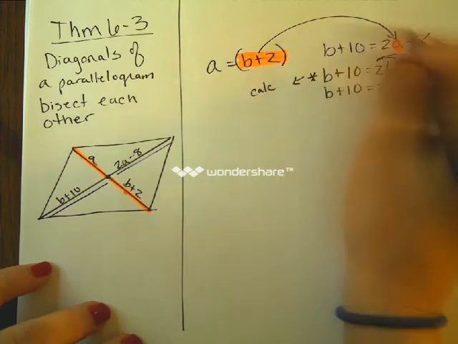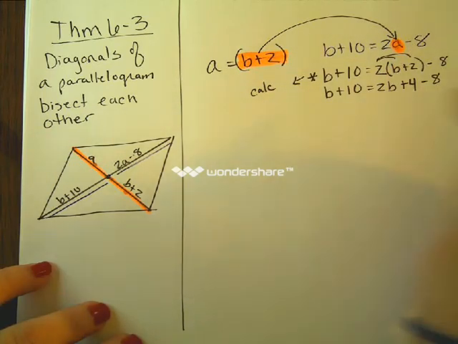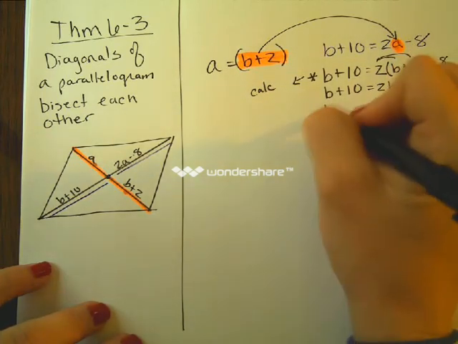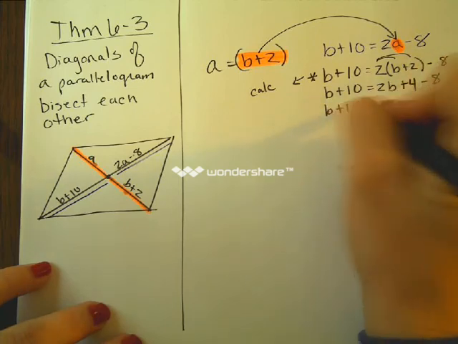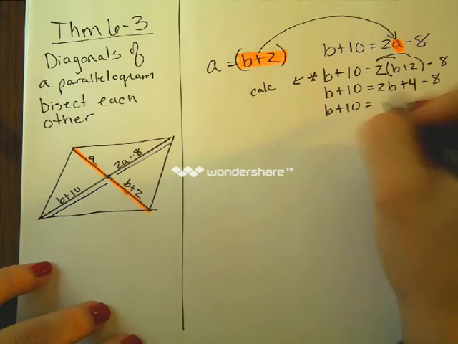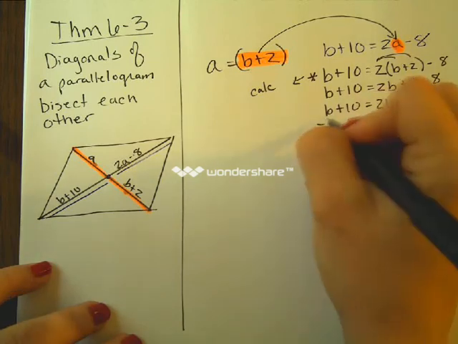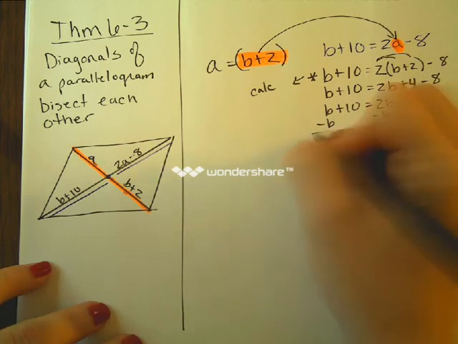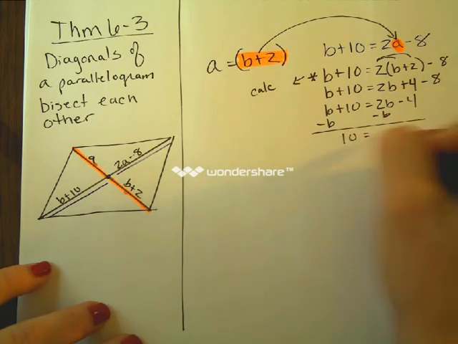Okay, so first I distributed. Now I'm going to combine my like terms. 4 minus 8 is negative 4. Now I'm going to move this b over. So 10 equals b minus 4. And then add the 4 and I get b equals 14.